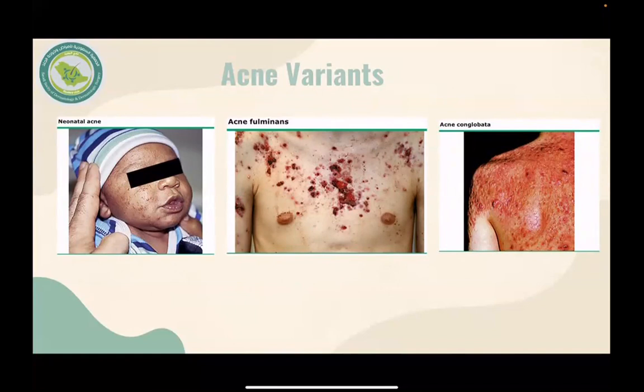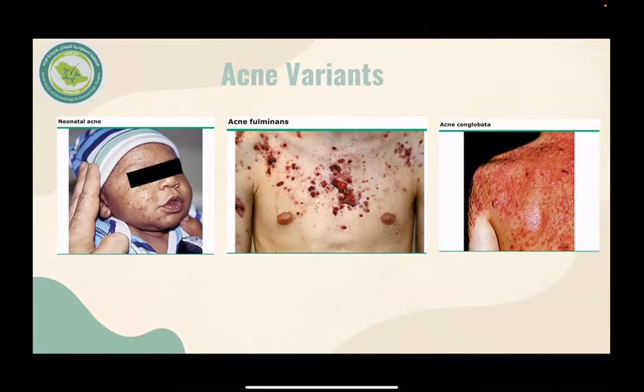Acne fulminans is the most severe form of acne and is characterized by the abrupt development of nodular lesions in association with systemic manifestations. It usually affects boys from 13 to 16 years of age. Acne conglobata is a severe form of nodulocystic acne that may have an eruptive onset but without systemic manifestations.